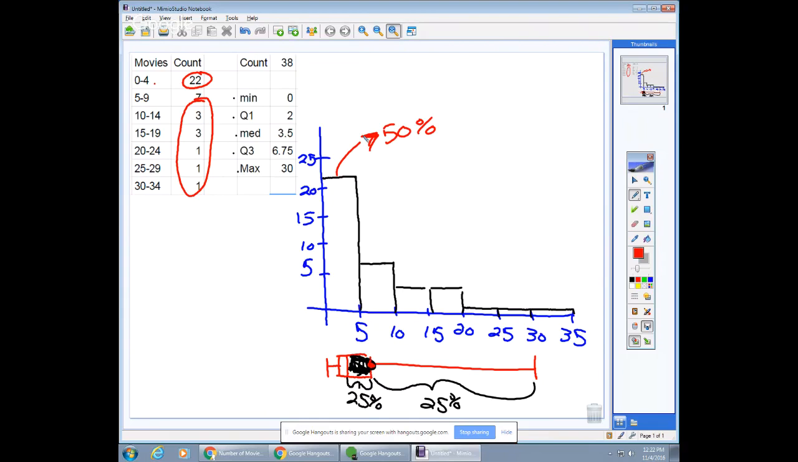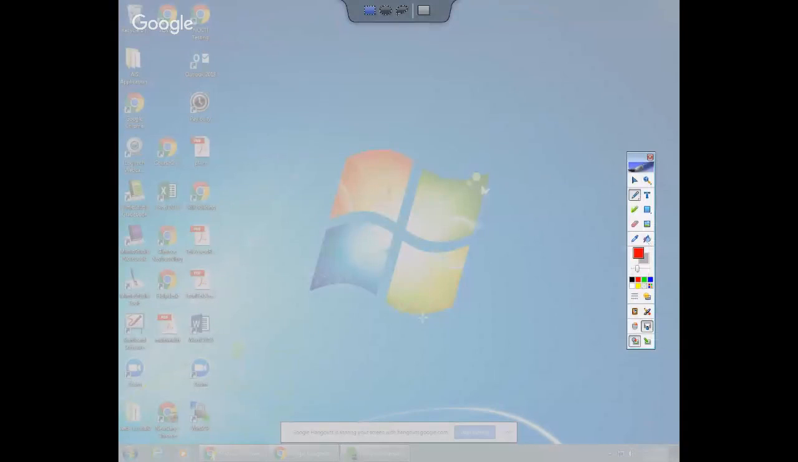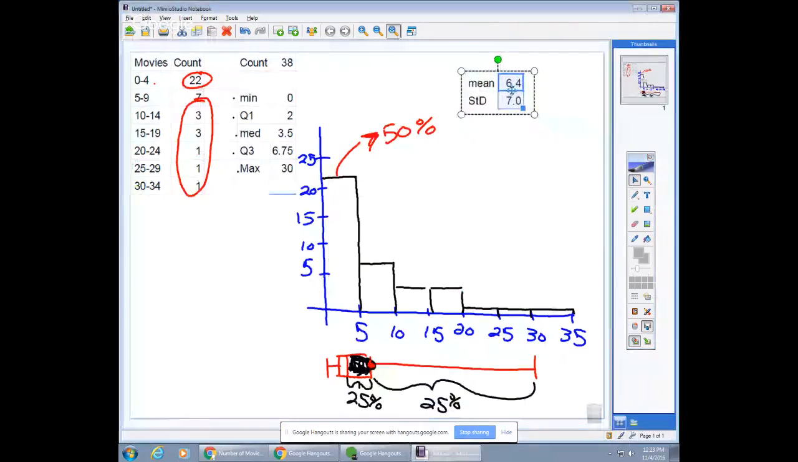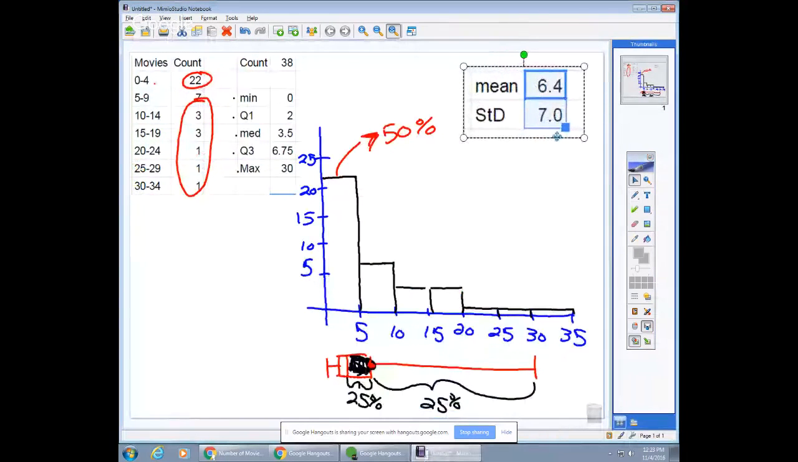Now we also have some other tools we haven't used on here. So we're going to mess this graph up just a little more. What I'd like you to do is, on your x, your horizontal axis there, I want you to make a note of the mean and the standard deviation. I've got those hiding over here.